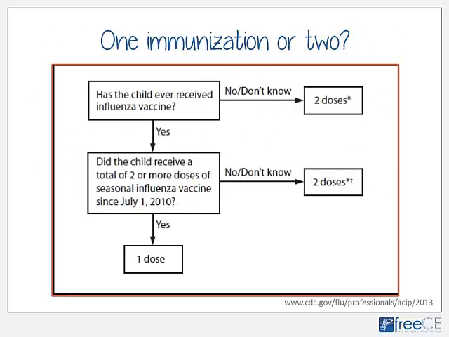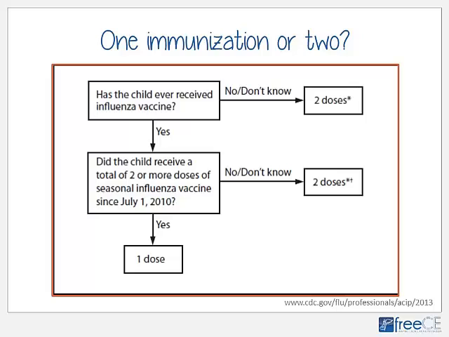So to touch a little more on 1 immunization or 2 for those children between the ages of 6 months and 8 years, the CDC ACIP group has put out this flow sheet to help you determine whether the child needs 1 dose or 2 of the vaccine. The first question you're going to be asking is, has the child ever received the influenza vaccine? If the answer is no, or you don't know, you're going to go ahead and give them 2 doses. The little asterisk there just indicates that they should be administered at least 4 weeks apart, which I've already mentioned.